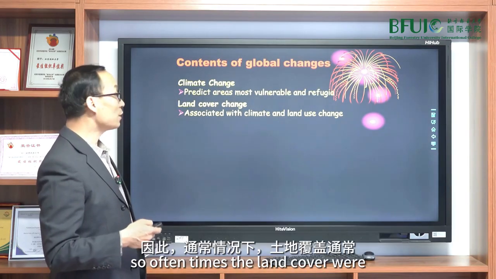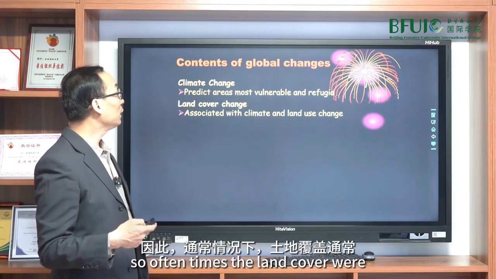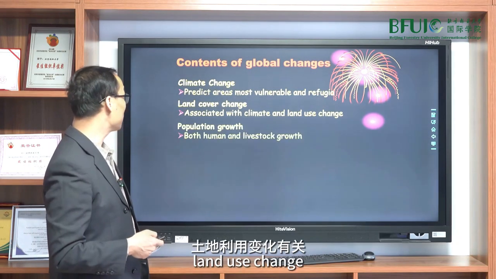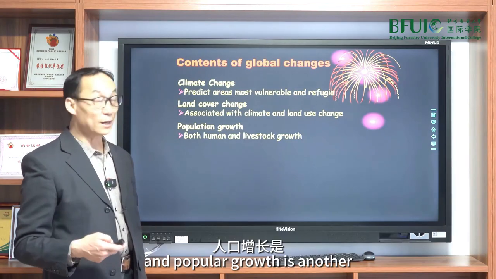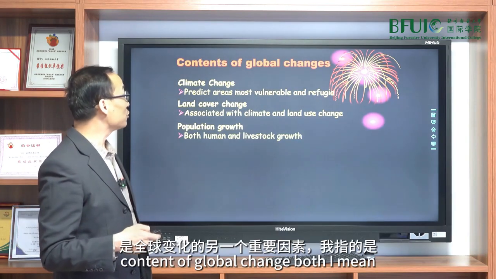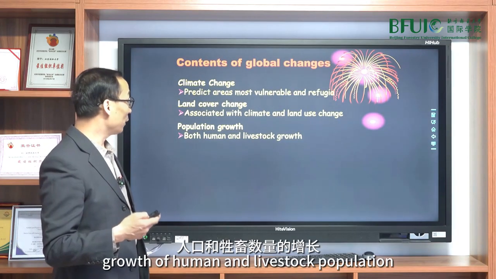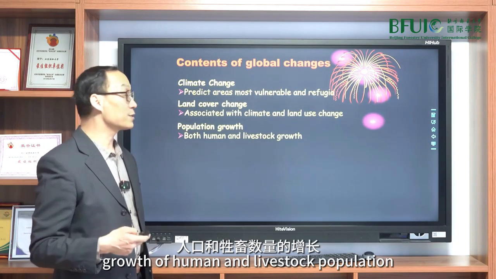Oftentimes the land cover change is associated with climate or land use change. And population growth is another component of global changes, both growth of human and livestock population.